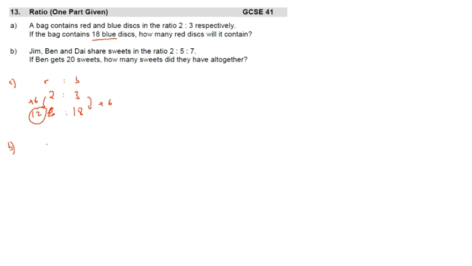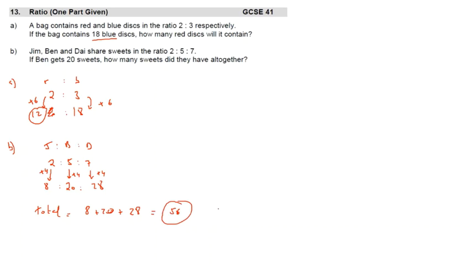Part B, Jim, Ben, and Di. 2 to 5 to 7. Ben gets 20 sweets. How many did they get altogether? No problem. Well, 5 times 4 is 20. So 2 times 4 is 8. And 7 times 4 is 28. So how many altogether? Well, that's the total amount, isn't it? I'll just do 8, add 20, add 28. That's 56 sweets altogether.